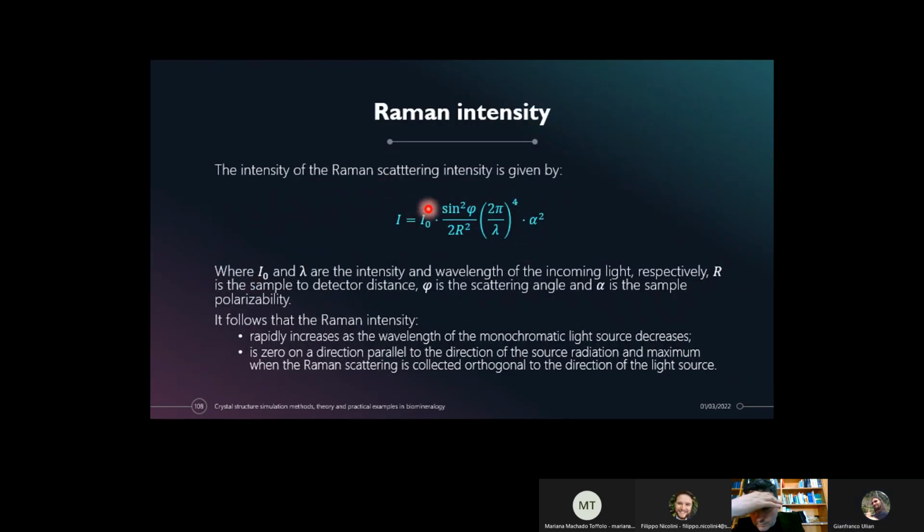This is because of this formula here. You have the sine of the angle between the incoming light and the direction of the detector. So if you are in backscattering or in transmission, you do not have signal. The best position for your detector would be at 90 degrees. In other configurations, such as a confocal Raman microscope, you have to collect your signal in different ways. Is it clear? Okay.